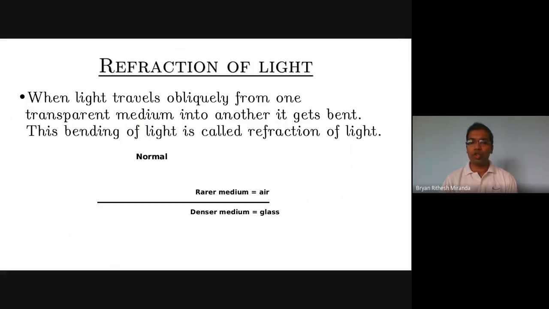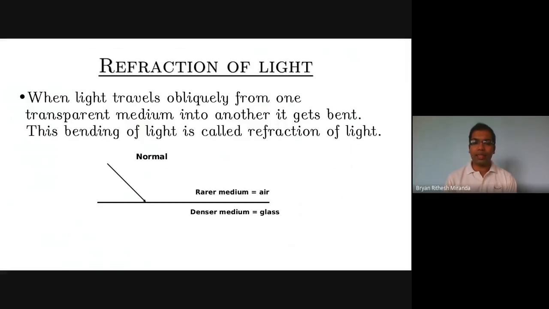So, dear students, refraction is defined as the bending of light when it travels obliquely from one transparent medium to another. For example, I have two media here, a rarer medium called air and a denser medium called glass. Compared to glass, the number of molecules in air is less. Hence, it is called a rarer medium. Compared to air, the number of molecules in glass is more. Hence, it is called a denser medium.